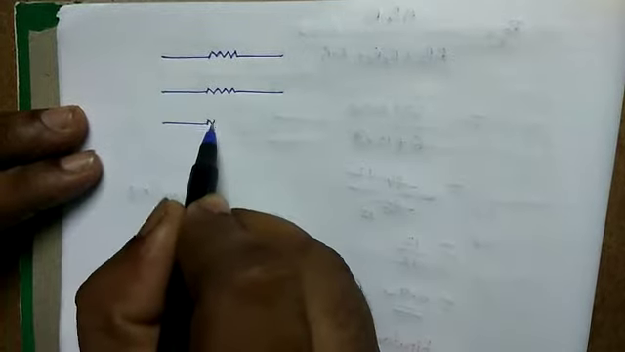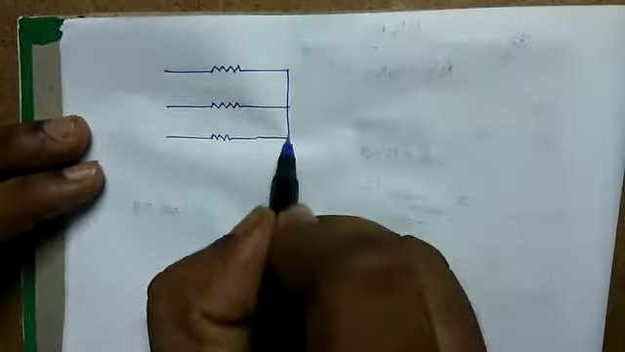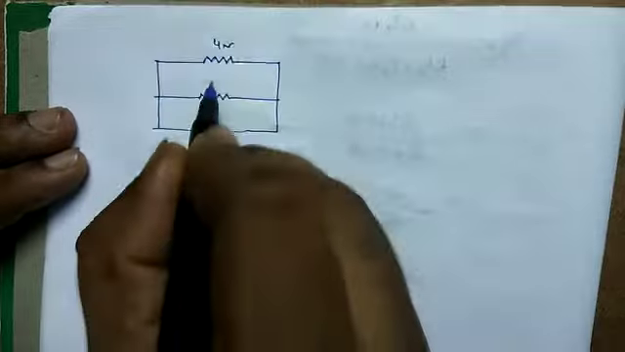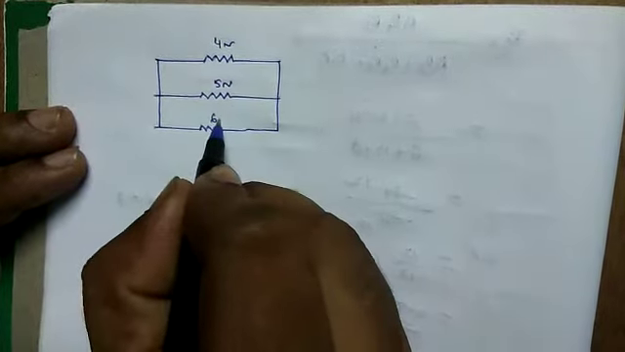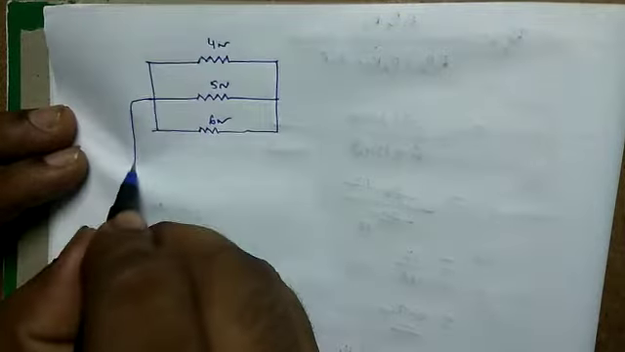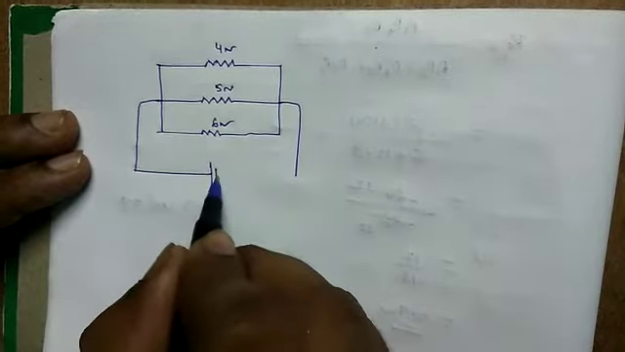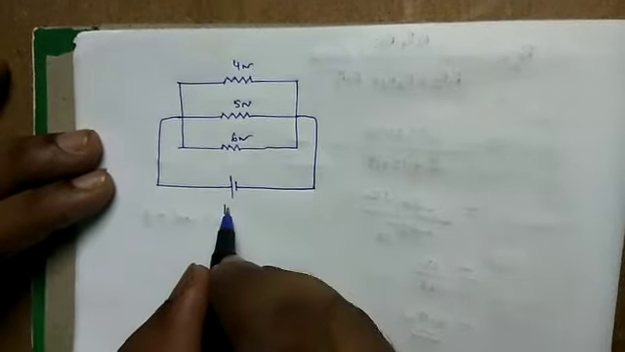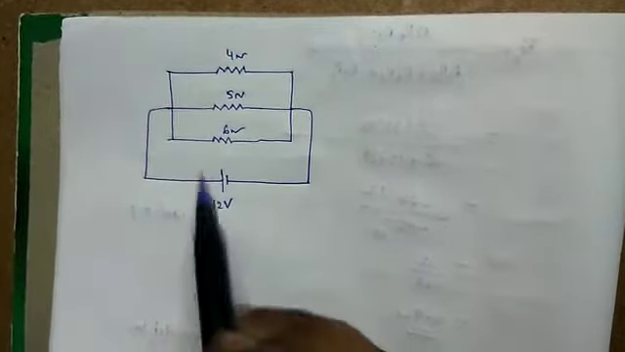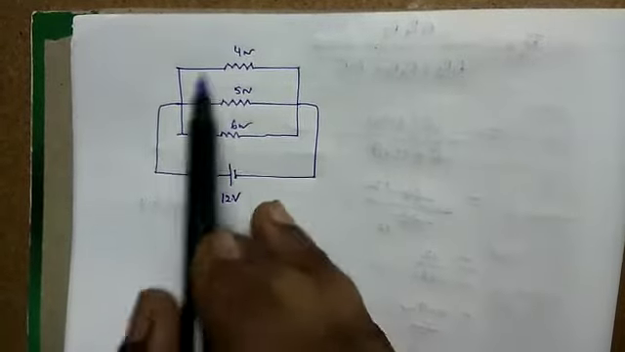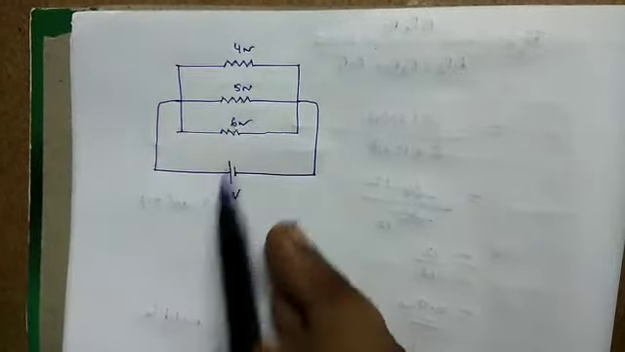Let's see one of the circuits here. From this circuit, a 12 volt battery is connected across these 4 ohm, 5 ohm, and 6 ohm resistances.